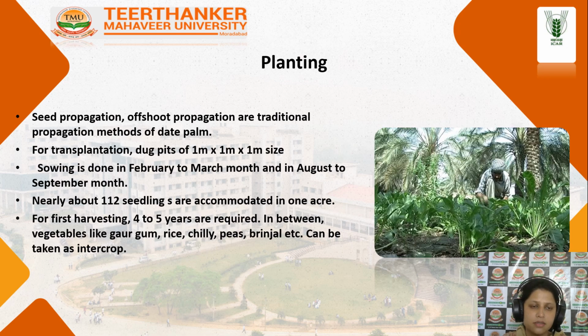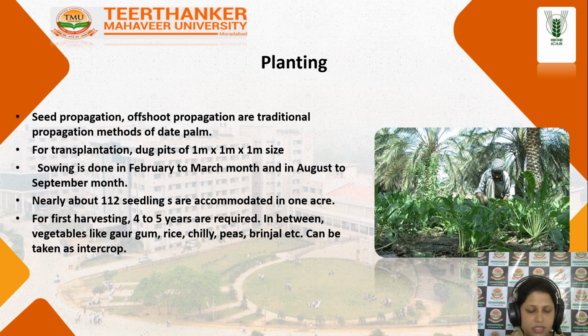Now planting. Seed propagation and offshoot propagation are the traditional propagation methods of date palm. The commercial method of propagation of date palm is through offshoots. For transplantation, pits of size 1 meter by 1 meter by 1 meter are dug. Sowing is done in the month of February to March and in August to September. Nearly 112 seedlings are accommodated in 1 acre of land.